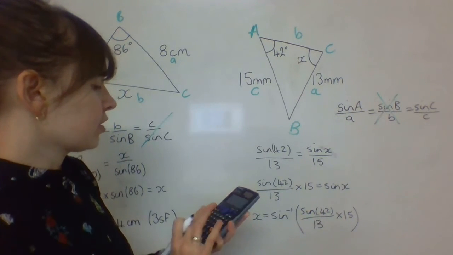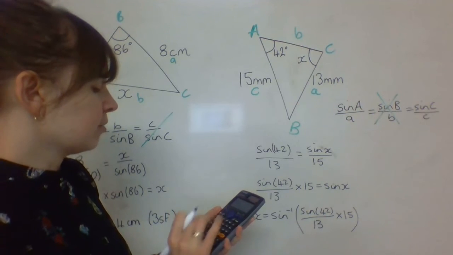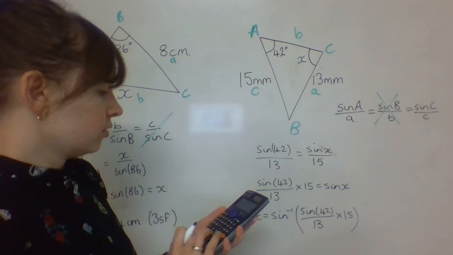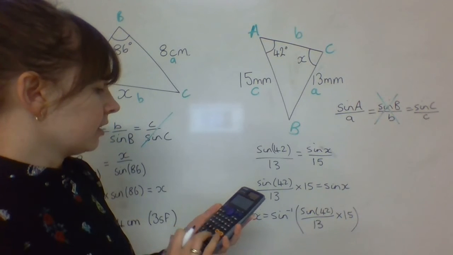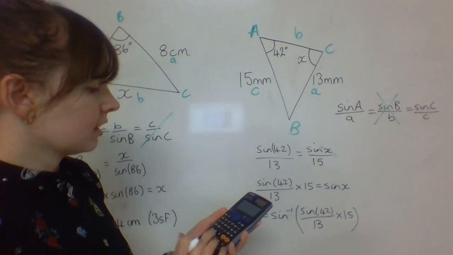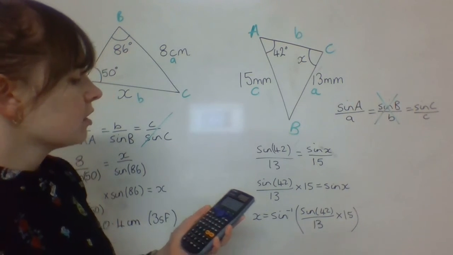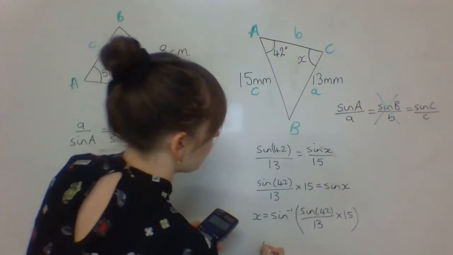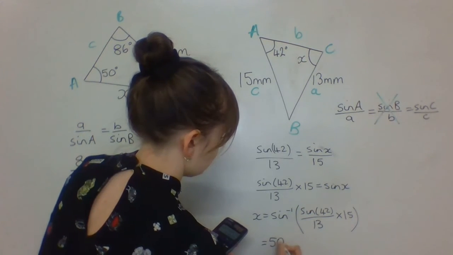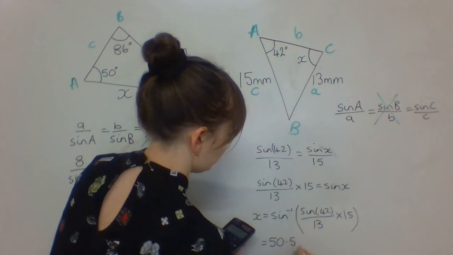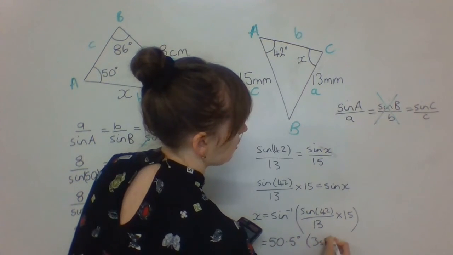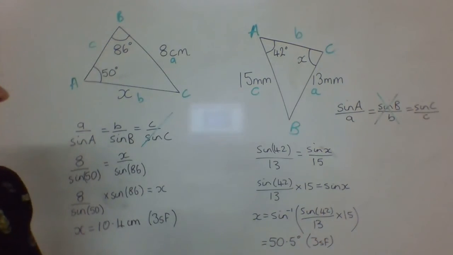I'm going to use the fraction button to type in sine to the minus 1, and now I'm writing sine of 42 divided by 13 times 15. And again, make sure that your calculator is on degree mode, not on radian mode. That gives me an angle of 50.5 degrees approximately. And again, I've rounded that to 3 significant figures.